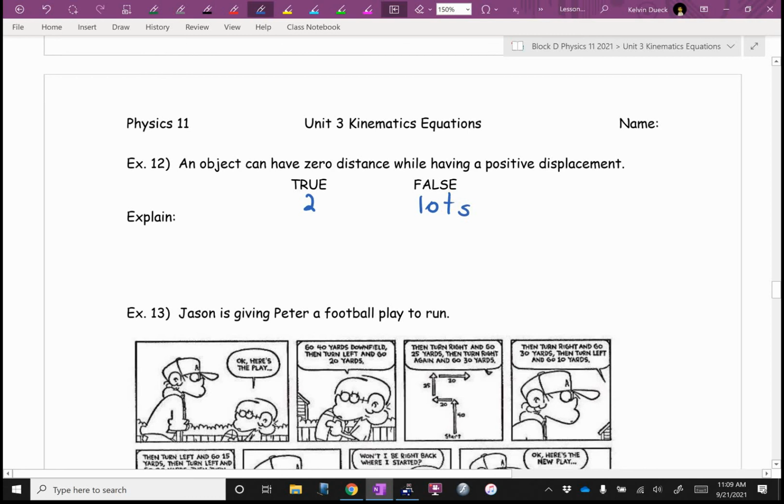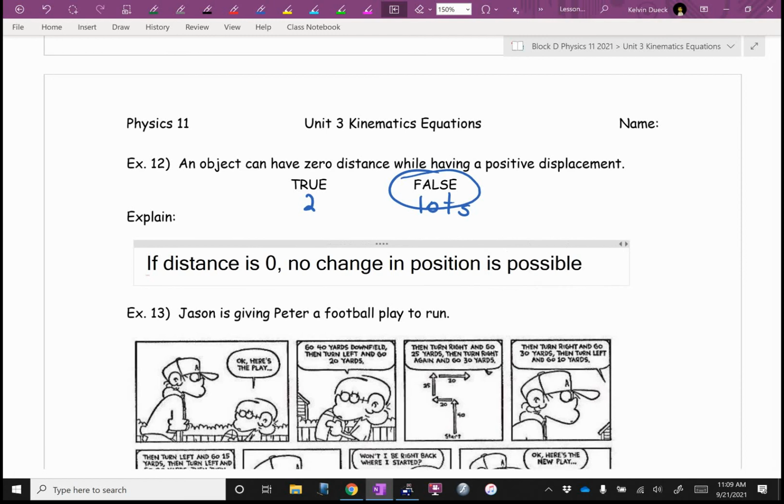Convince me. So having positive displacement means that you ended up somewhere else. Distance is the number of steps you take or the number of meters you move. If you haven't moved any meters, will you have a change in position at all? I agree. So if distance is 0, no change in position is possible. Yes, sound right?